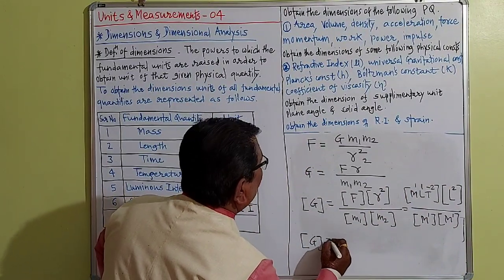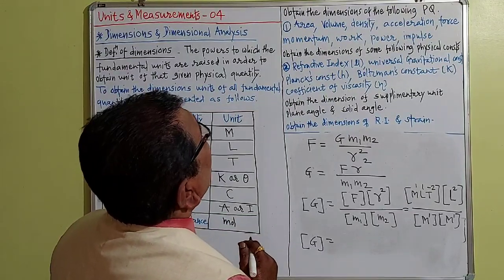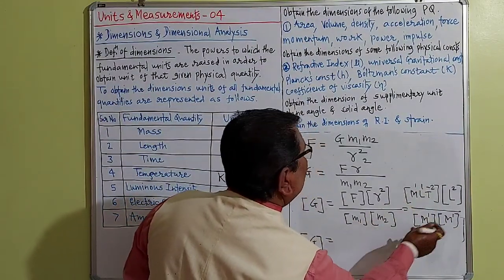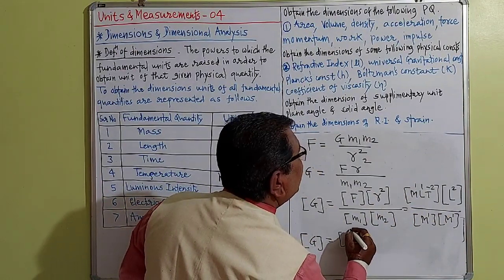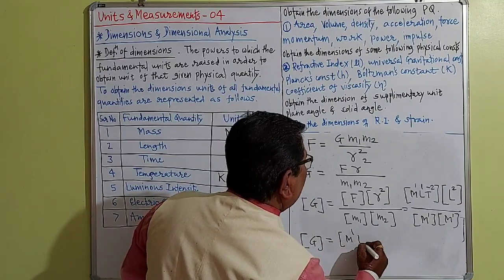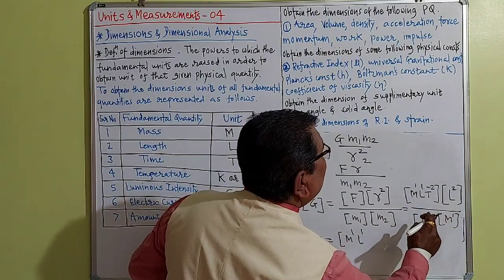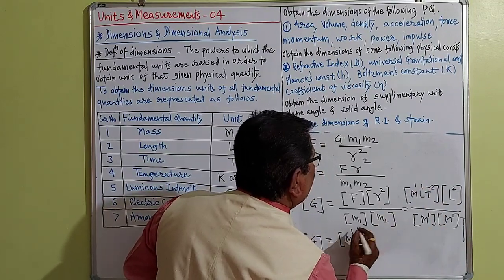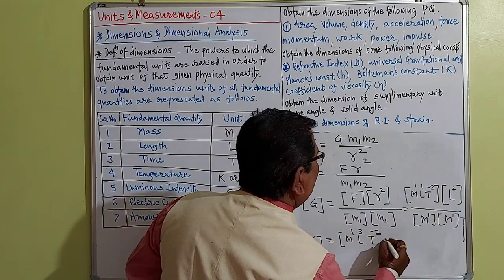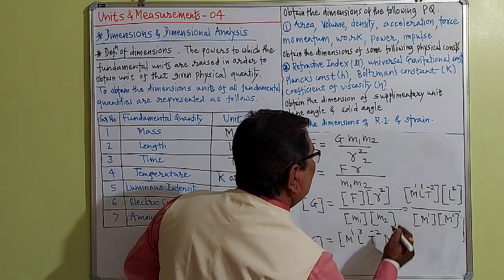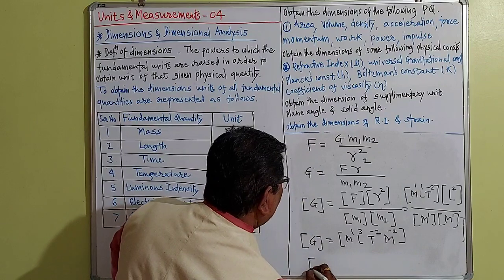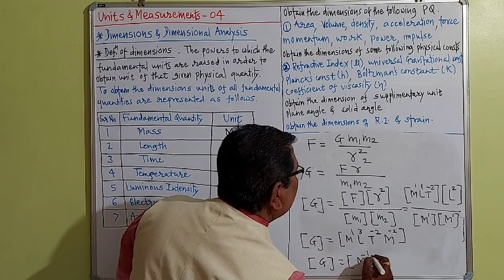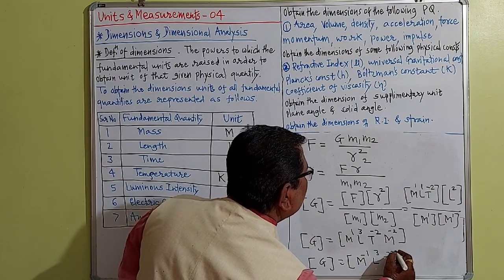Then combine these all, what do you get? Dimension of G is equal to, on the numerator we will get M1 L1 T minus 2 and L2, so this 2 and this 1 give L3, M1 L3 T minus 2, and here is again M, which on the numerator becomes M minus 1. Then dimension of G is equal to M1 and M minus 2, you will get M minus 1 L3 T minus 2.